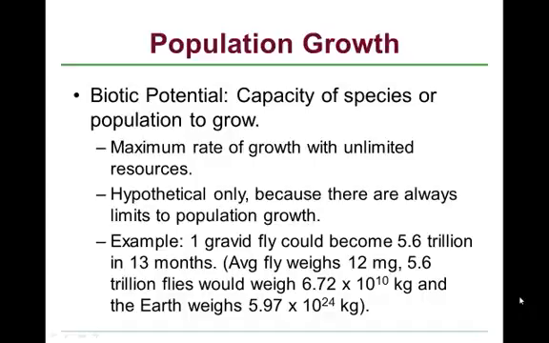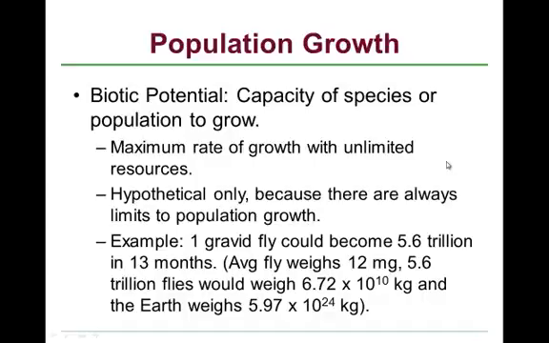The first term that we're going to consider under the topic of population growth is something called biotic potential. As you can see on your screen, biotic potential means the capacity of a species or of a population to grow. We can also think of it as the maximum rate of growth with unlimited resources. This is a hypothetical consideration only because there are always limits to population growth.